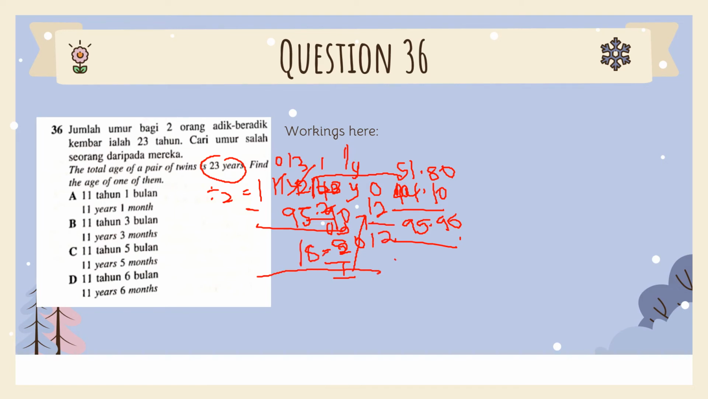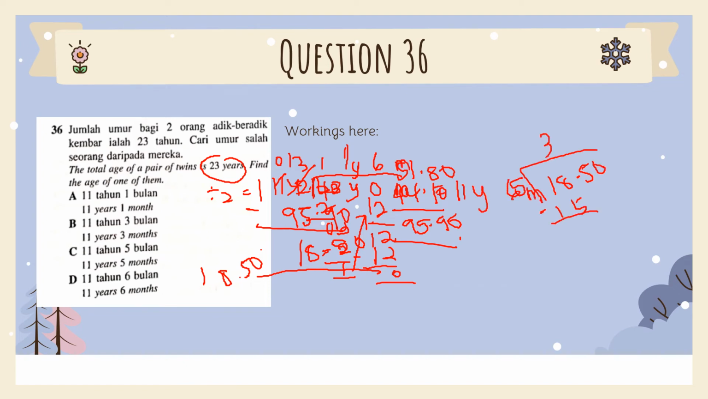So how much times 2 equals 12? So 6. 6 times 2 is 12. So the answer is 11 years and 6 months. So it is D. So that is question 36. Moving on to question 37.